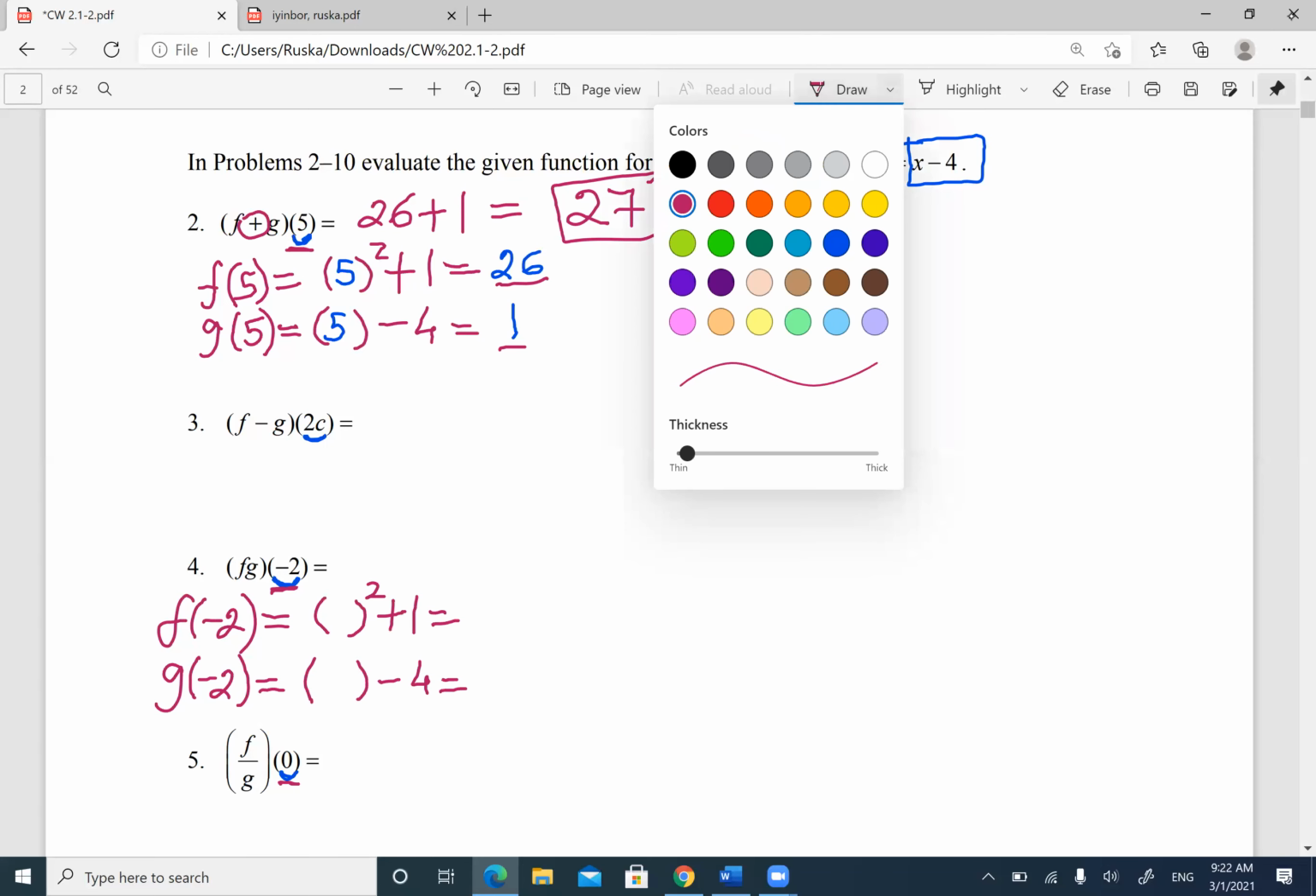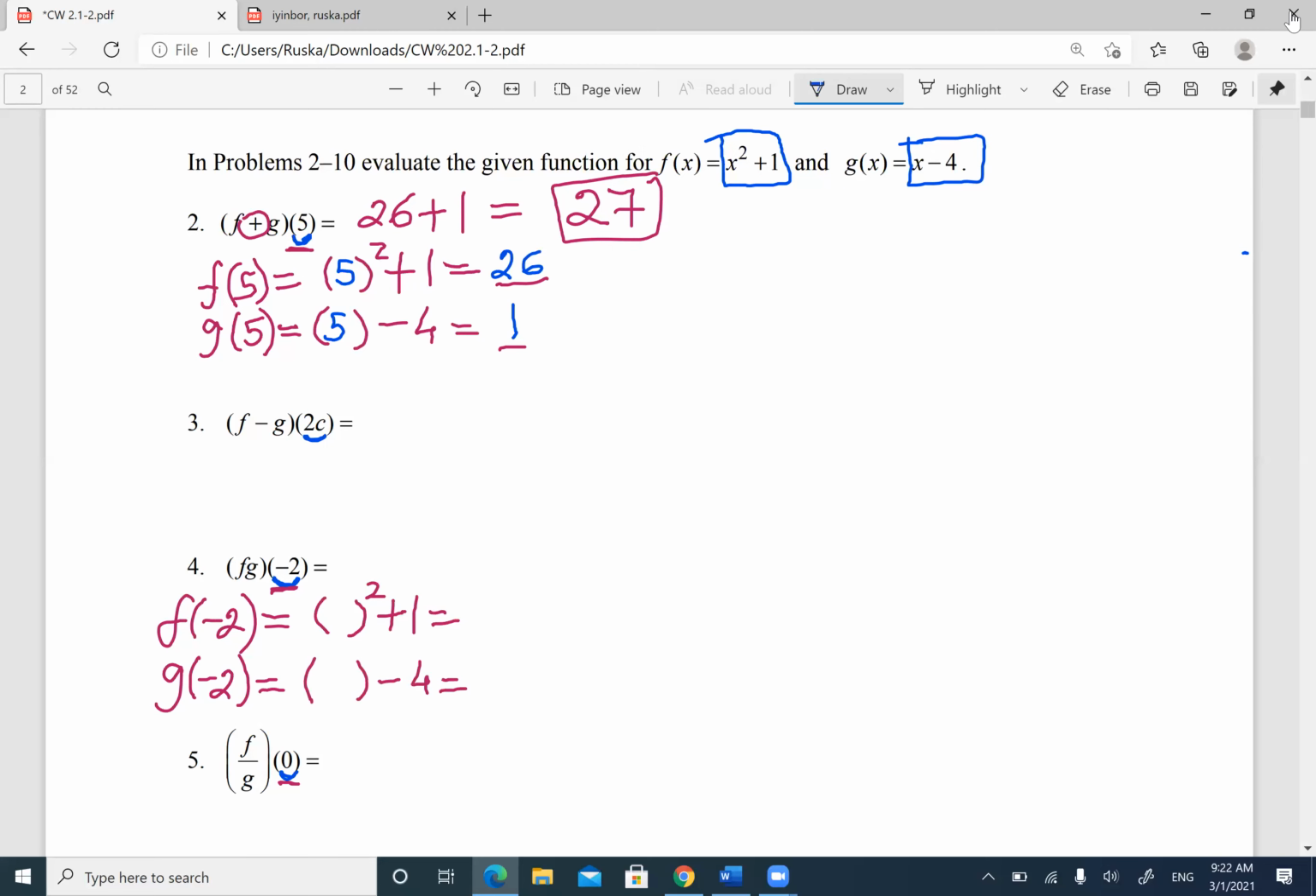And then you're going to plug it in. We're going to plug in negative 2 for x. Negative 2 and negative 2. So what we have, negative 2 squared. Always when you plug it in, make sure you put parentheses, it is very important. So negative 2 times negative 2 is 4, plus 1 is 5. Negative 2 minus 4 is negative 6.